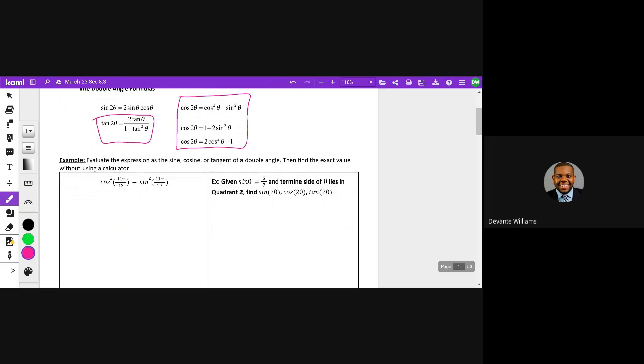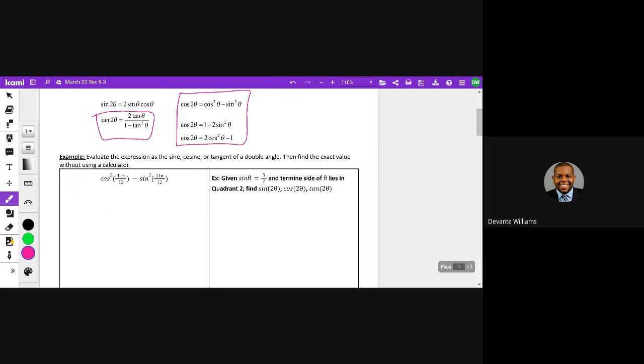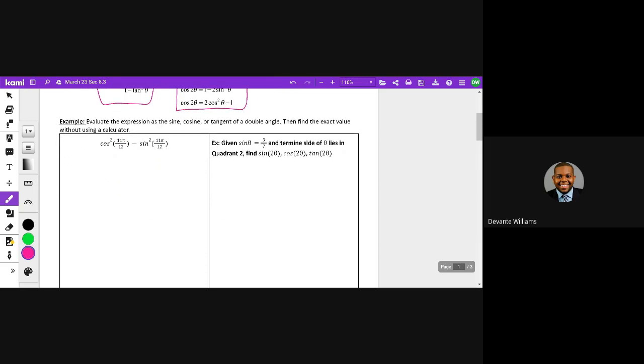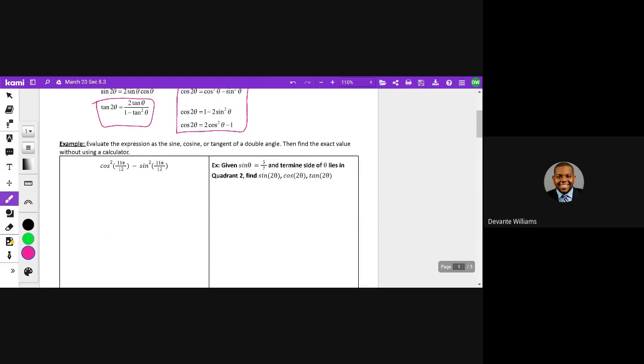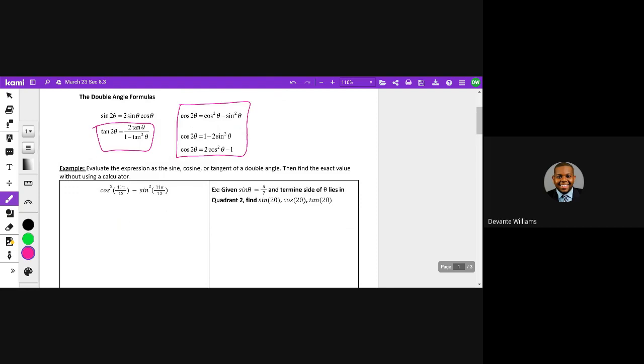So spend some time going over these five formulas so you understand how they work and what you need to solve each one. Look at our first example here. We have to evaluate the expression as a sine, cosine, or tangent of a double angle, then find the exact value without a calculator. We have cosine squared of 11 pi over 12 minus sine squared of 11 pi over 12, right? Looking at your formulas, which one does that match? We have cosine squared minus sine squared, which matches this formula here, the first cosine formula.